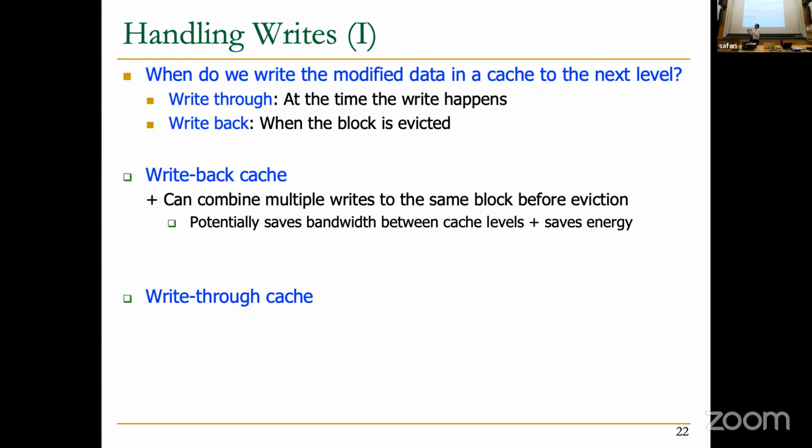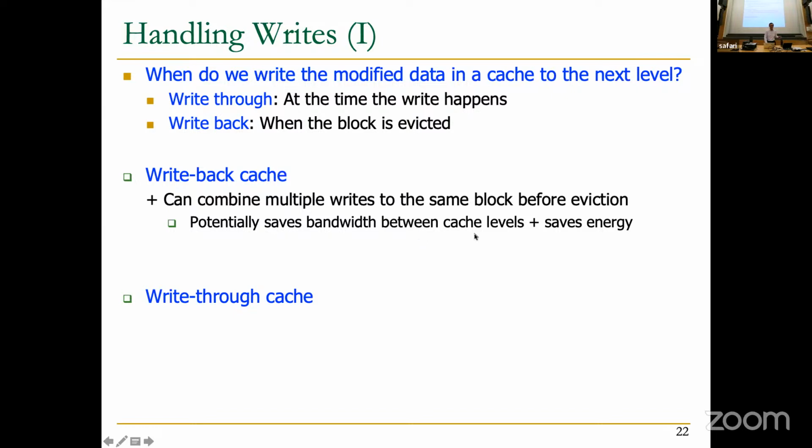Basically, you have a block and you keep writing to this block, right? Either to the same bytes or different bytes, it doesn't matter. You keep writing to it. And if you don't write to the next level, what you're doing is combining all of those writes in the same block in this particular level of the cache, and you write back all of those combined writes into the next level when the block is evicted. That's the advantage of a write back cache, write combining, if you will.